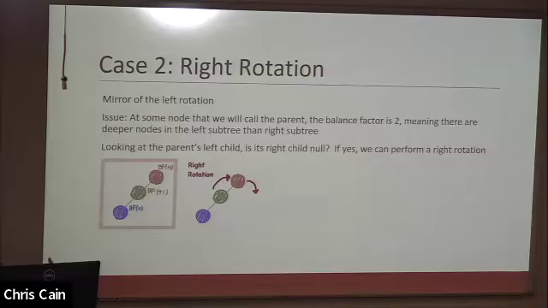And again, green comes up to be the new root. Orange becomes green's right child, and blue stays green's left child. And we end up with, again, something that is balanced from the identification of an imbalance.